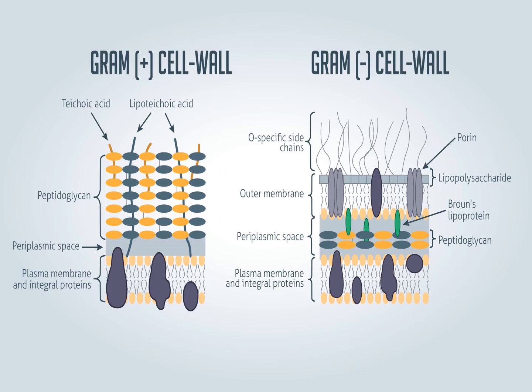This is the gram-positive cell wall. It consists of teichoic acid, while teichoic acid is absent in gram-negative bacteria, and the peptidoglycan layer is there. Periplasmic space is much higher in gram-positive bacteria, but it is less in gram-negative bacteria.